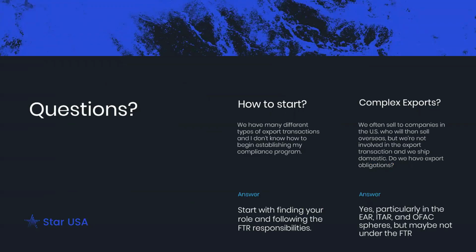Some questions that we've frequently seen. How do we start being compliant? We have many different types of export transactions, and I don't know how to begin establishing my compliance program. My best advice in that universe is start with finding your role and following the FTR responsibility, the foreign trade regulation responsibilities that are associated with that role. So if it's a routed transaction, know about those 12 data elements and what you're supposed to provide and who you're supposed to provide it to.